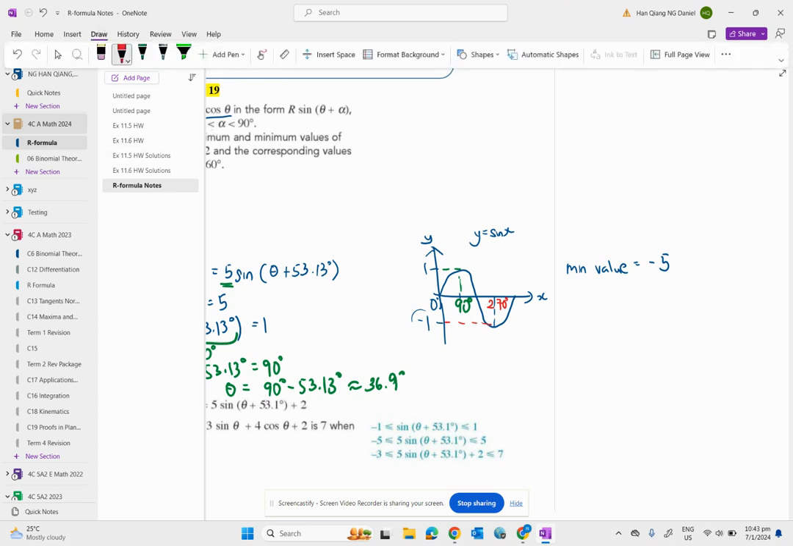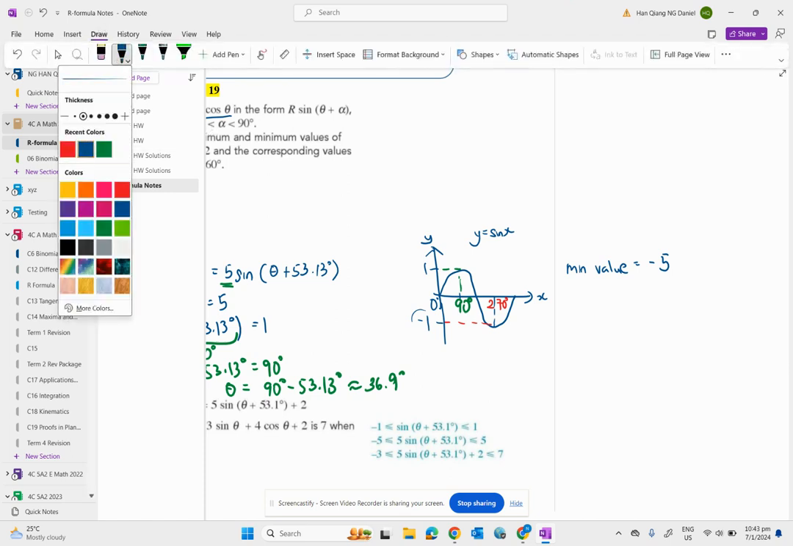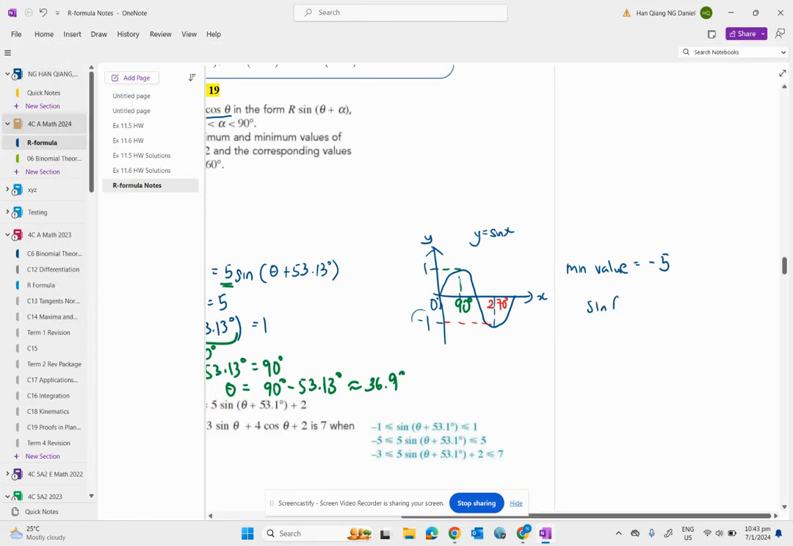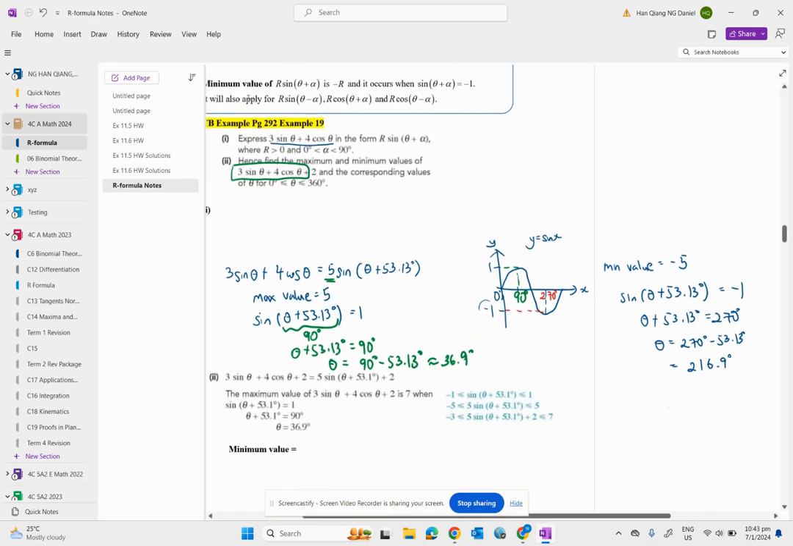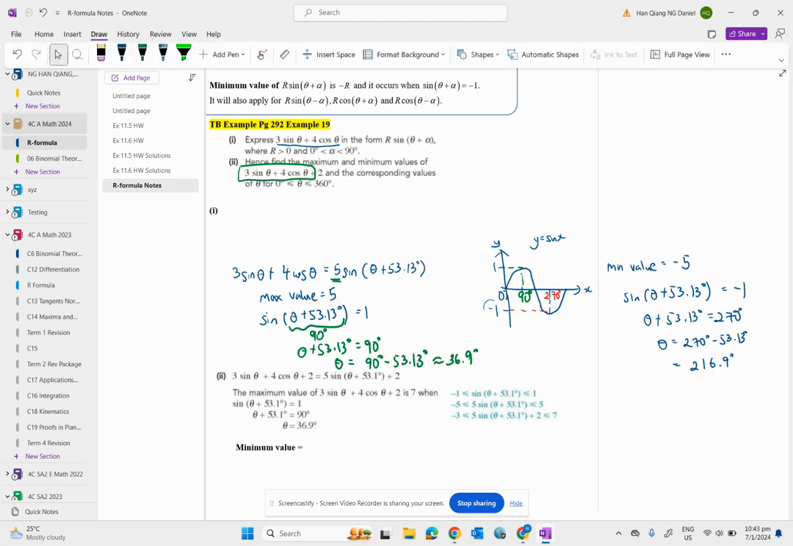So what we'll have next is sine of (theta plus 53.13 degrees) equals negative 1, the minimum value. Since I know the angle is 270 degrees, theta plus 53.13 degrees equals 270 degrees, then subtracting, theta is 270 minus 53.13 degrees, and I'll get 216.9 degrees.